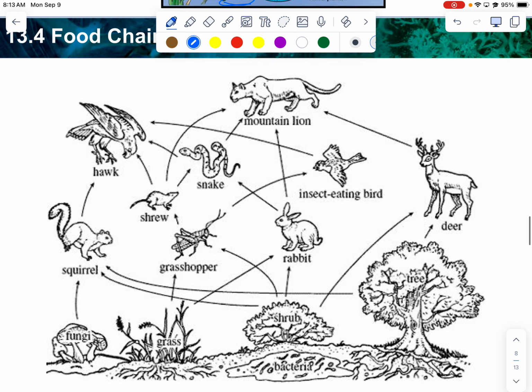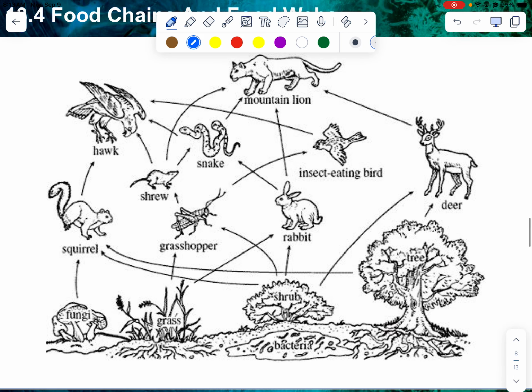Here's another example, okay? This one isn't as pretty, but it's nice to see all of the examples. So if we label this, depending on which way you go, you just have to make sure you commit to it. So take your highlighter and be like, okay, I'm going to go from the shrub to the rabbit to the insect eating bird to the mountain lion, and then don't forget your bacteria.